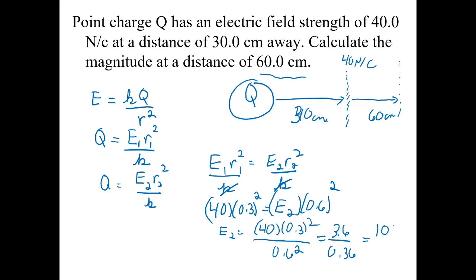So you can see, 10 newtons per coulomb, that we doubled the distance, but when you double the distance, the electric field goes down by a quarter. Now why is that? Well, 1 over 1 is 1, and that's squared. But if I double the distance, it's now 1 over 2 squared, which is a fourth. So a fourth of 40 is 10 newtons per coulomb.